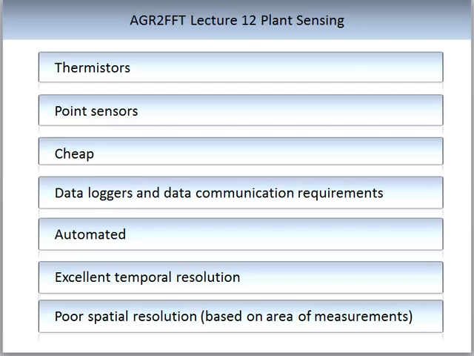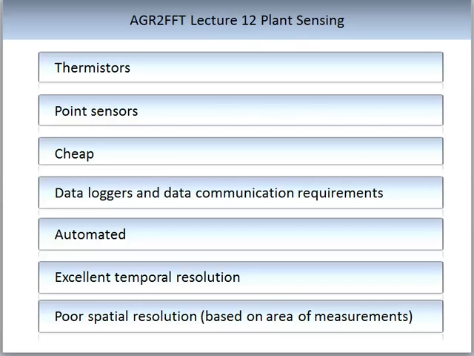This measurement has the advantage of being automated with excellent temporal resolution. It is a system that suffers from poor spatial resolution. When you consider the area of measurement, there is only a small area of measurement. They have similar issues to that of thermocouples in that they measure the sensor point of contact and the leaf, and there are some areas of non-contact which results in an ambient measurement. Therefore, an insulation component to the thermistor is often wise in order to get accurate data.